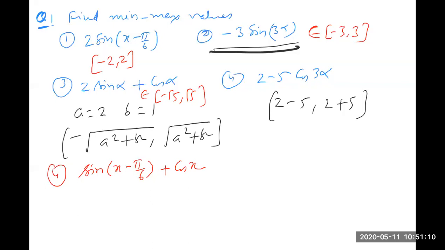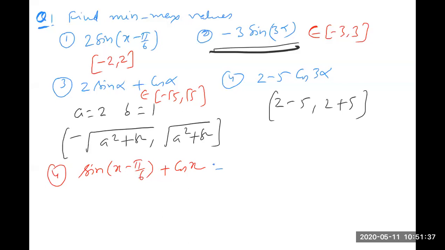Okay, so let us see this. Here the biggest problem is angles are different. So directly that formula is not applicable, because in that formula what was there? A sin x plus b cos x. That means sine and cos must have the same angles. But here one angle is x minus pi by 6, another angle is x. So first of all, we must expand it.